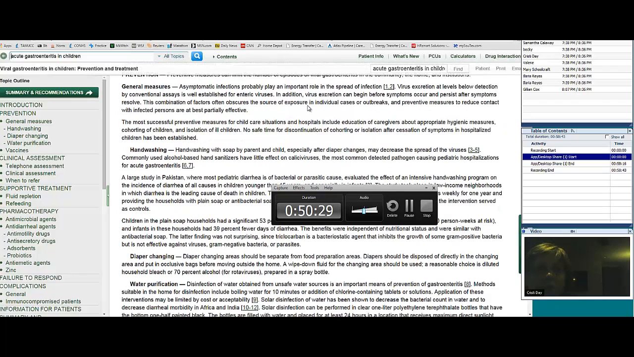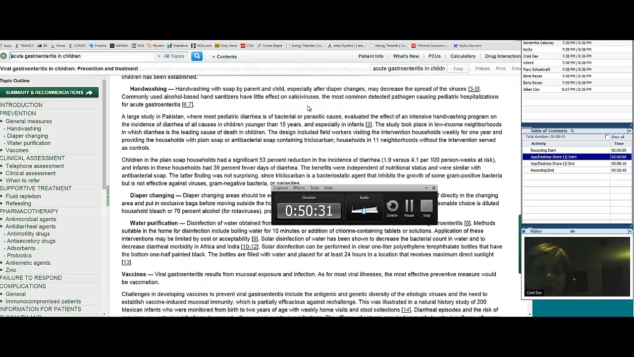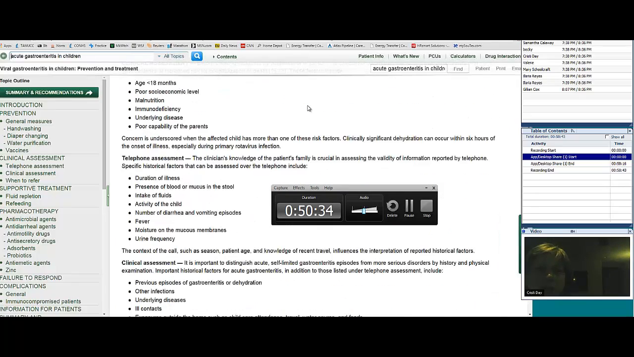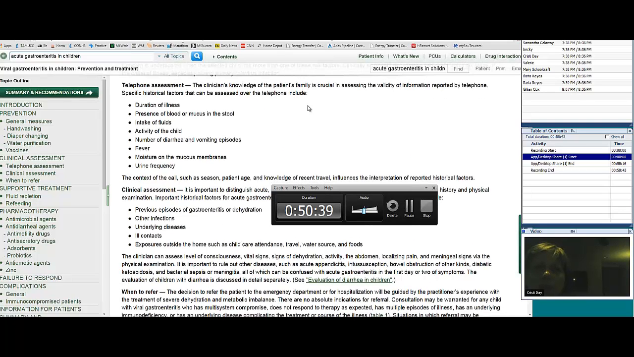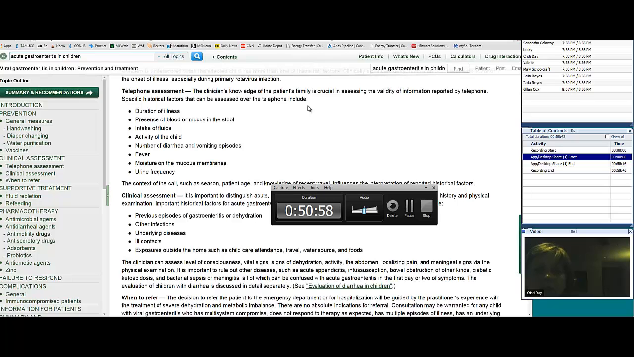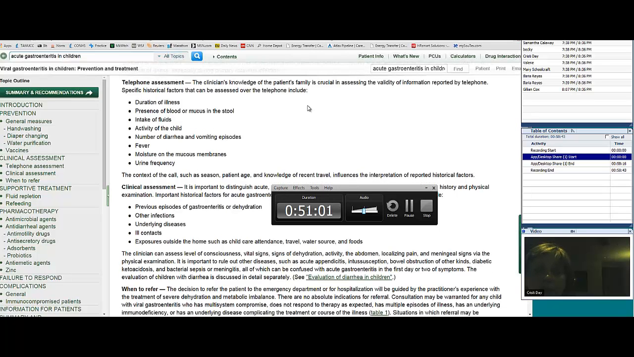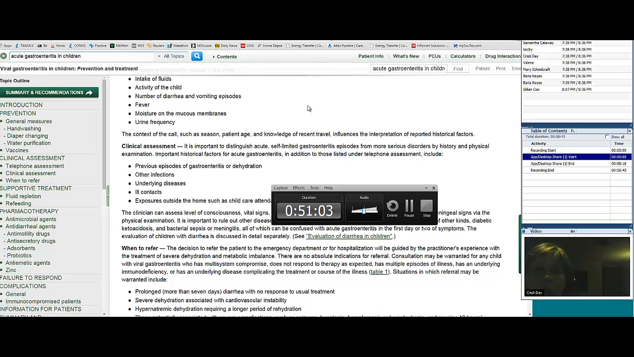So this is prevention and treatment. Water for purification. I'm just trying to see if there's anything. What is typical of this one is fever. That's what you're going to see in viral versus non-viral. Unless they are dehydrated, they may get a low-grade fever, but usually with viral, they're going to have a fever. And you're going to go through all of the things that have to do with fluid loss, and then figuring out if you're going to refer.